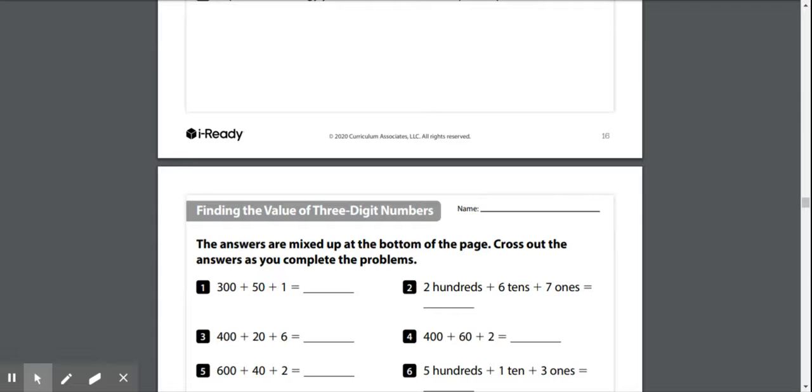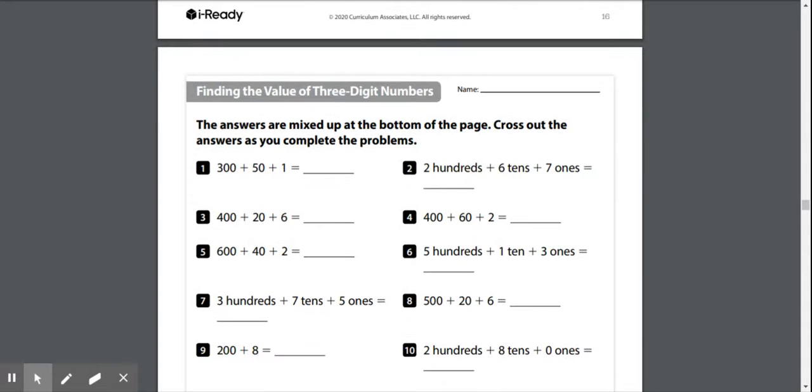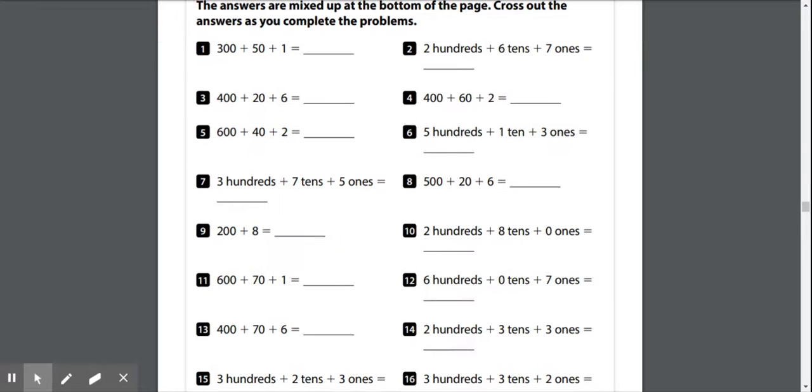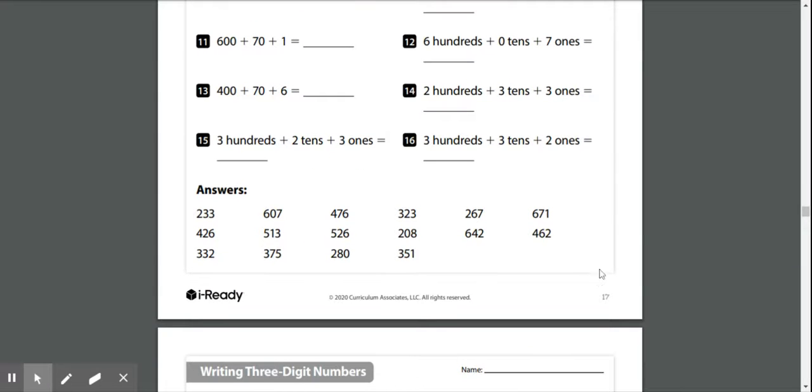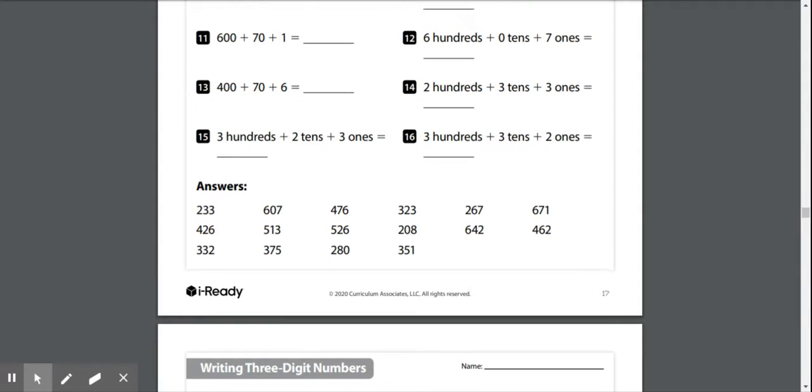All right. Finding the value of 3-digit numbers, that is just breaking down the hundreds, the tens, and ones, and then bringing them all together to figure out what the final answer is. That is on page 17. And on page 17, they even give you the answers. So you can just fill in the blanks and cross them out as you go.